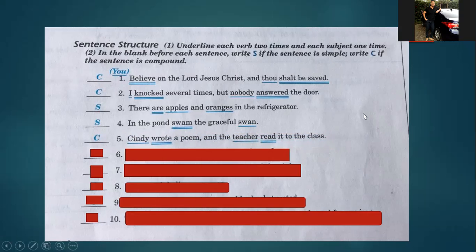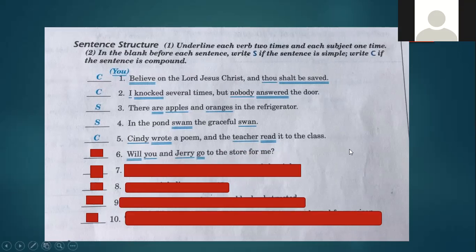Okay, let's see, number six. Thank you, Florence, good job. Will you and Jerry go to the store for me? Okay, let's check it out. Will you and Jerry go to the store for me? Yes, that is correct. And it is S. Yes, correct. Okay, let's go quickly.